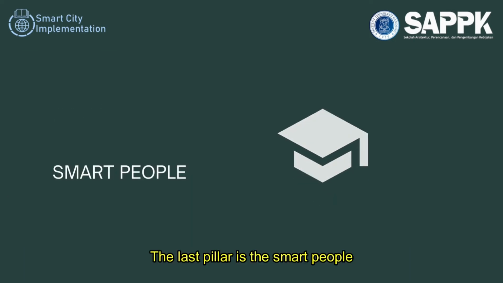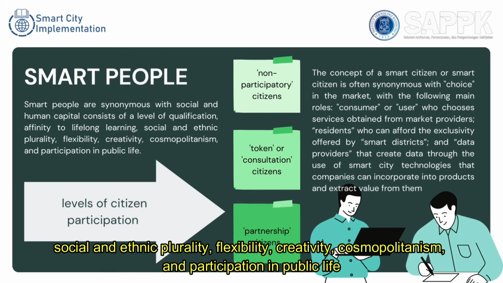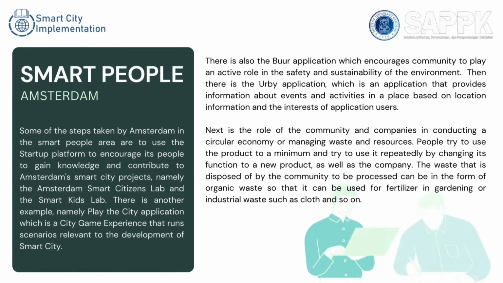The last pillar is smart people. Smart people are synonymous with social and human capital, consisting of a level of qualification, affinity to lifelong learning, social and ethnic plurality, flexibility, creativity, cosmopolitanism, and participation in public life. There are 3 types of citizen participation: non-participatory, consultation, and partnerships.